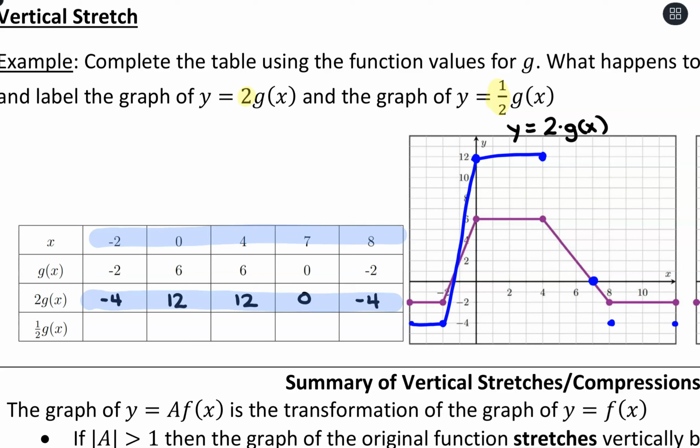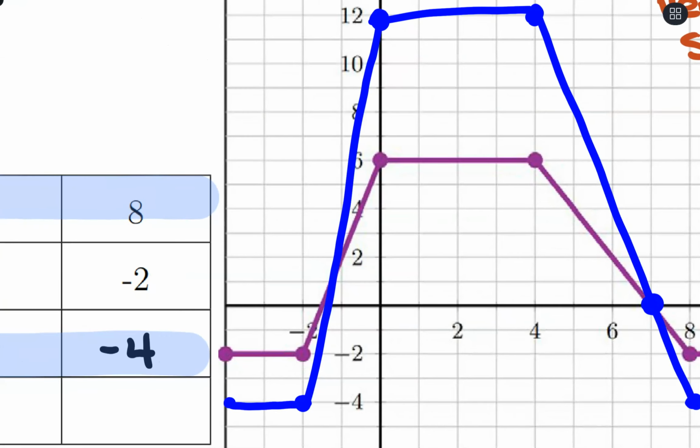So what ended up happening with this one is we stretched everything vertically by 2. So this is a vertical stretch by 2. Let's say we focus on that 0, 6. We had this vertical distance of 6 before, and what we're doing is doubling that vertical distance. So how far we're going along the y-axis, it's stretching it up. Or on the negative side, like where we went to negative 2, instead of a distance of 2 downward, now we have a distance of 4 downward.